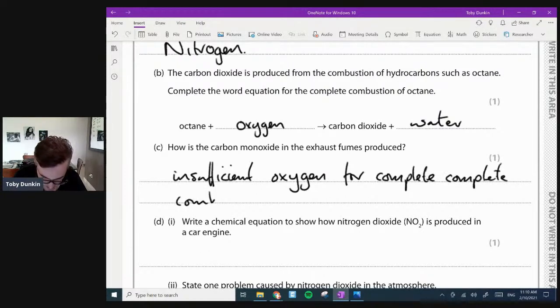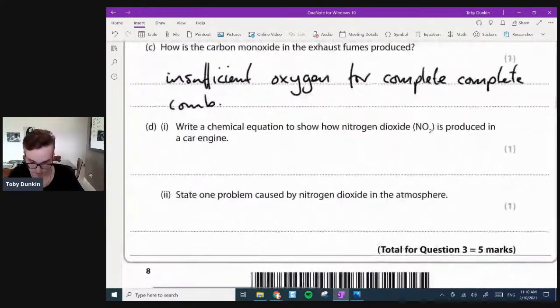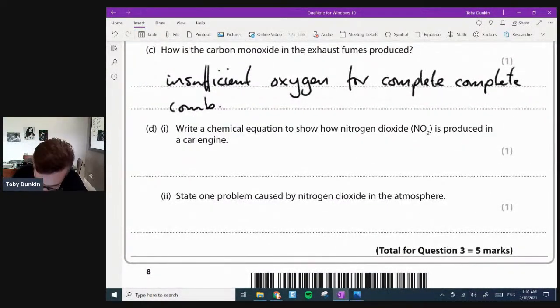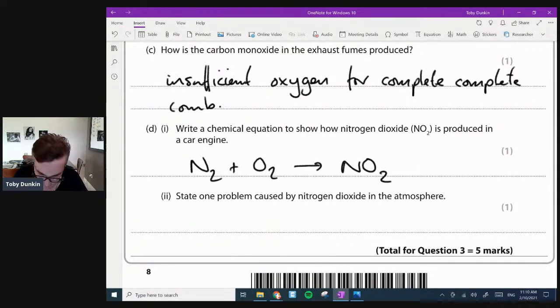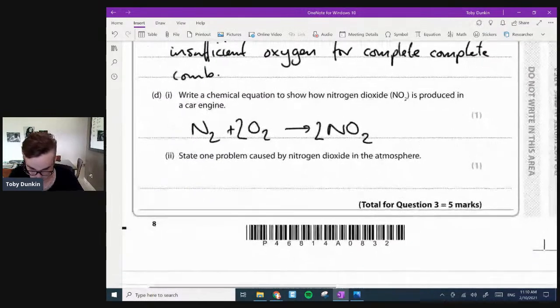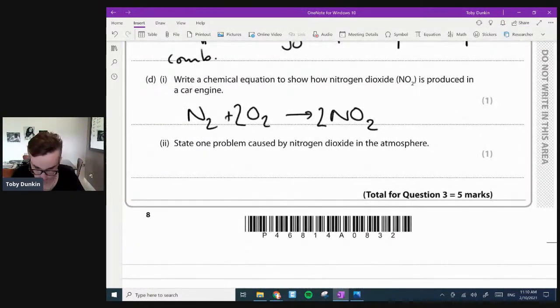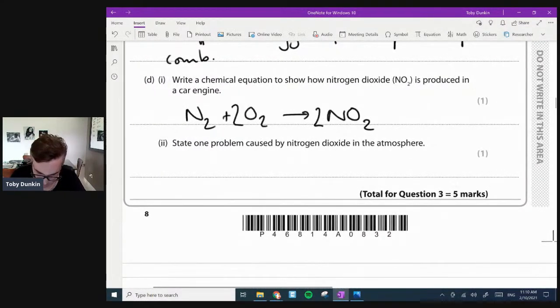Next. Write a chemical equation to show how nitrogen dioxide is produced in a car engine. N2 plus O2 goes to NO2, and don't forget to balance. Yeah, there we go. All adds up, 2 nitrogens, 4 oxygens, 4 oxygens. State 1 problem in the atmosphere: acid rain. Move on.